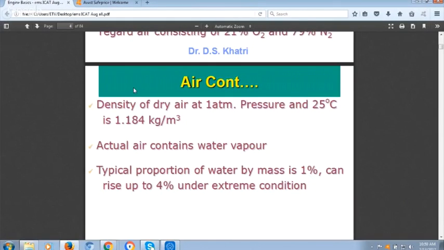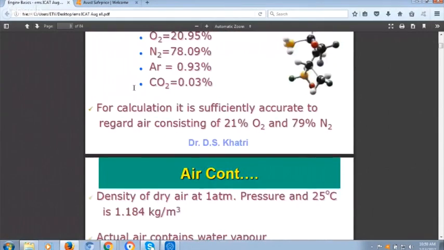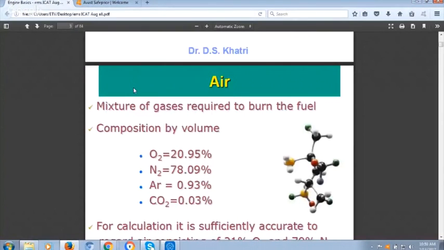Tell me, suppose today, what is the temperature? 16 degrees. What will be the approximate density of the air? 1.2. So if the temperature is low, 0 degrees Celsius, then the density will increase, so the mass of air will increase. So in winter, the engine can develop more power, and your air-fuel ratio will also change.